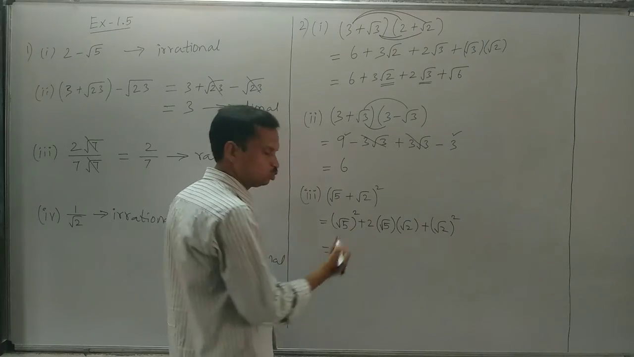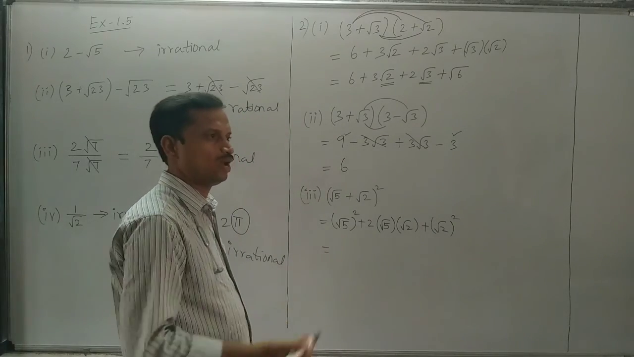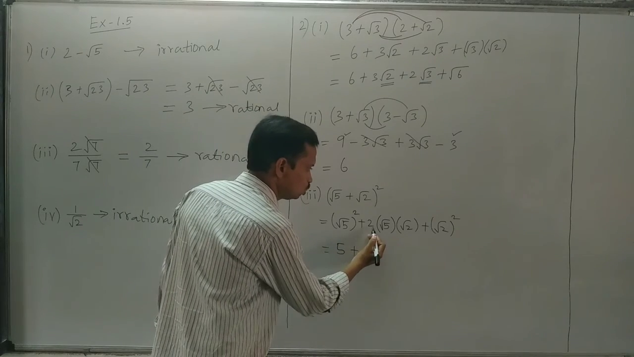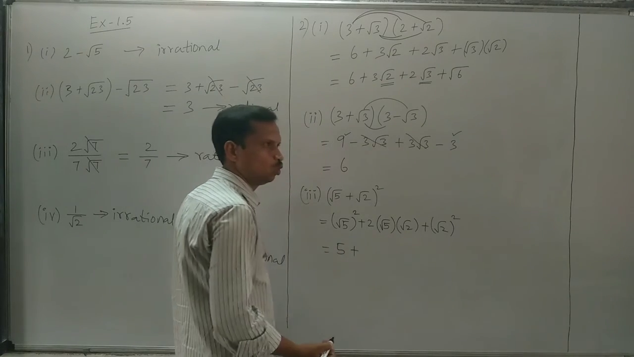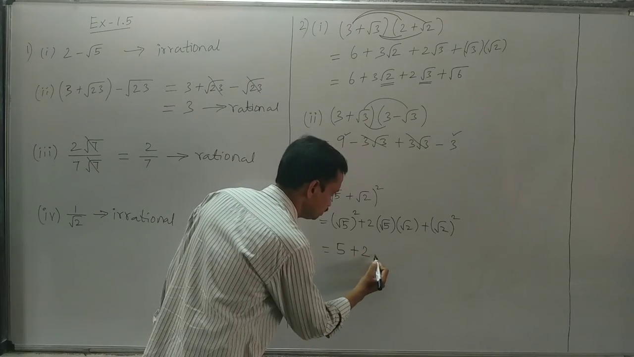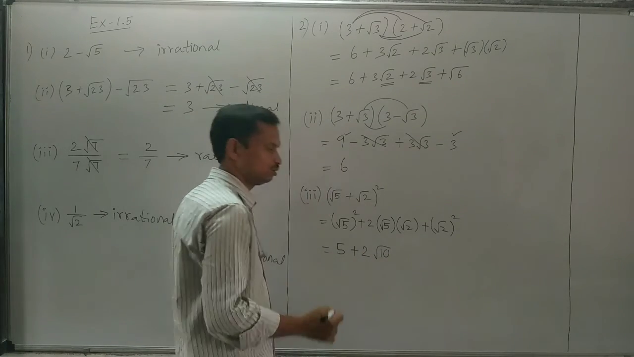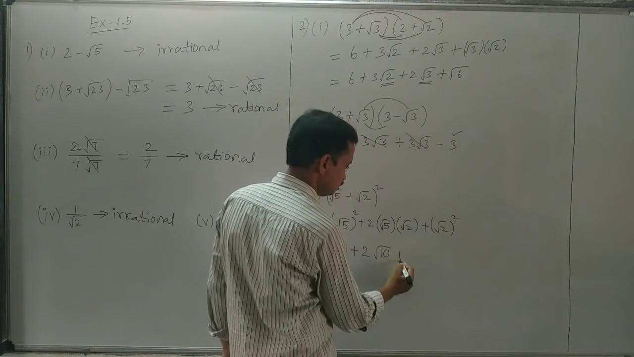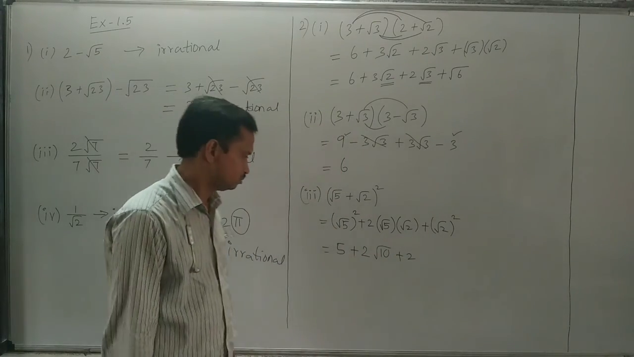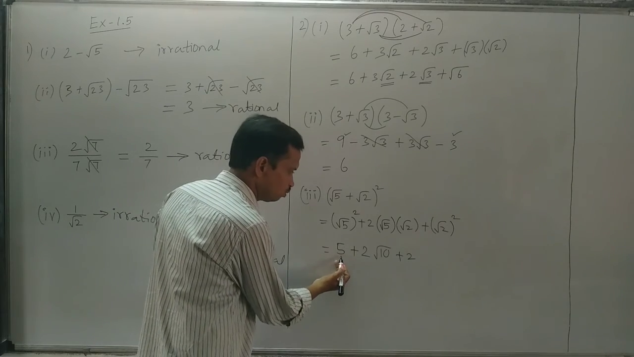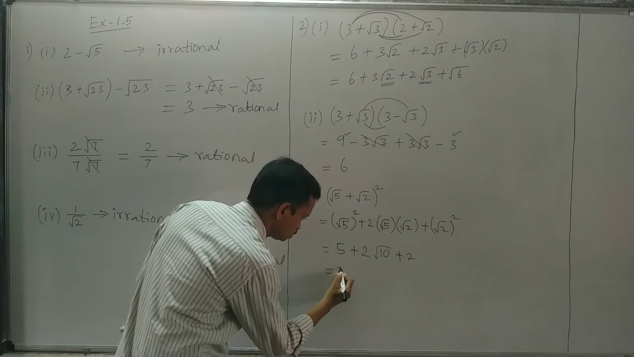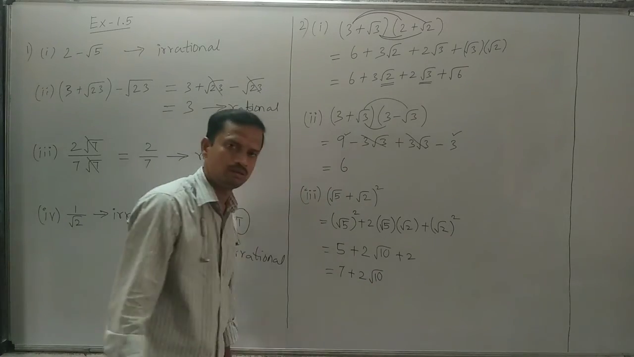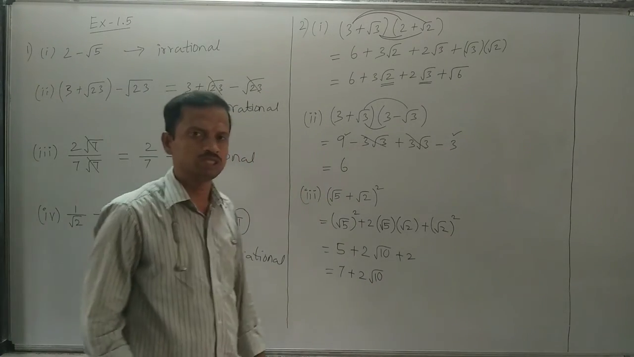And now, what is root 5 the whole square? Square root of square is the number itself. So 5. And then plus 2 into root 5 into root 2. What comes? 2 into root 10. That's all. Root 5 into root 2, you get root 10. And then here, 2. And now you can add this 5 and this 2, you get 7 plus 2 root 10. Is it clear?